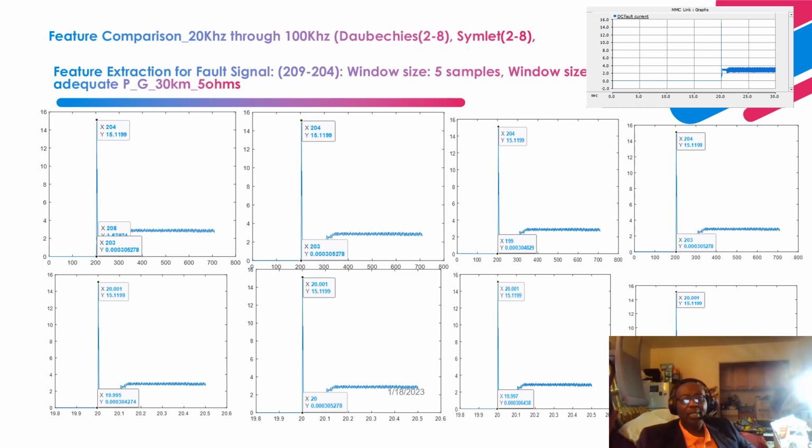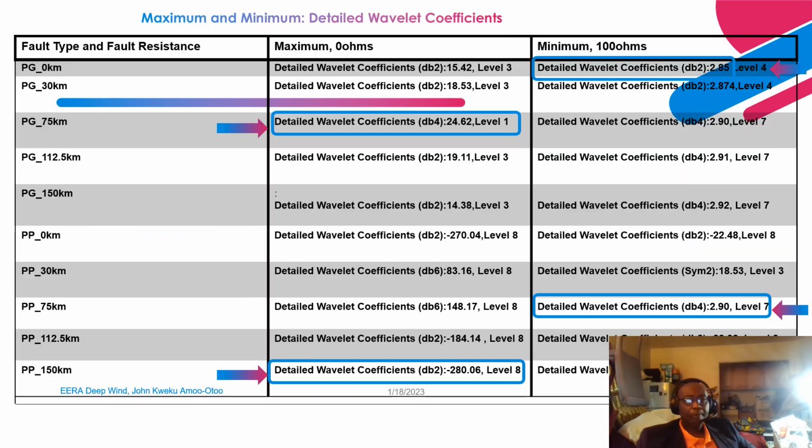Next is another feature extraction, and that shows a comparison where I varied the sampling frequency from 20 kilohertz through 100 kilohertz, utilizing different mother wavelets, that is the RPGs and simulates. And I obtained basically the same feature extraction as compared to the original signal.